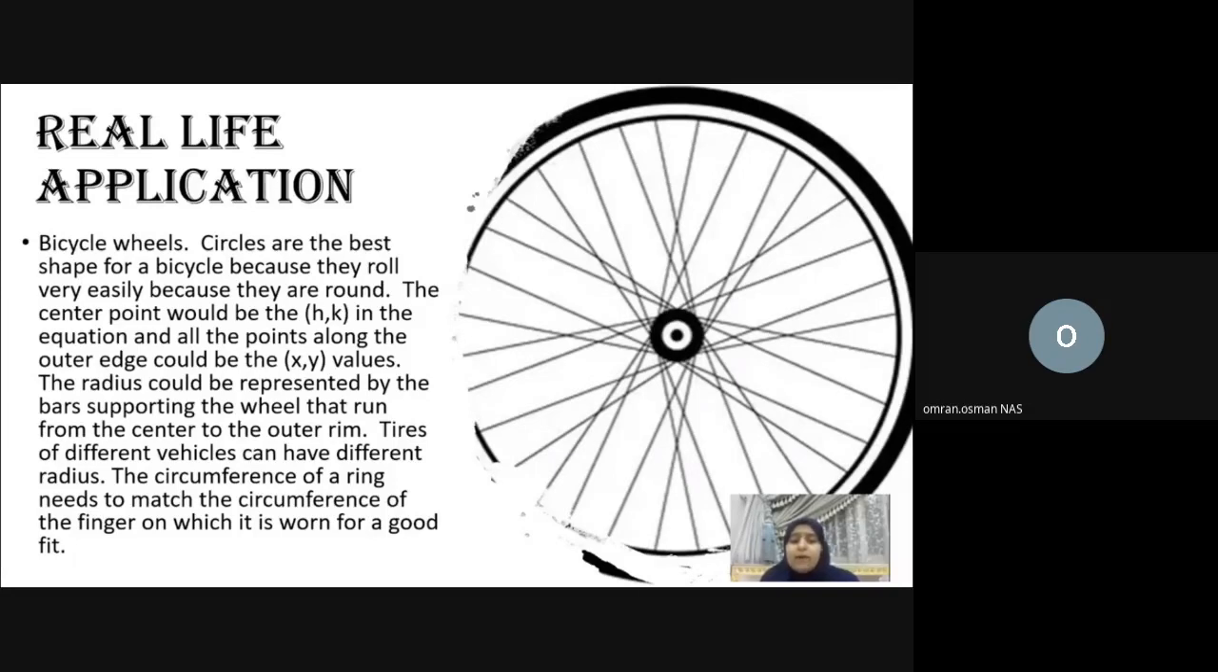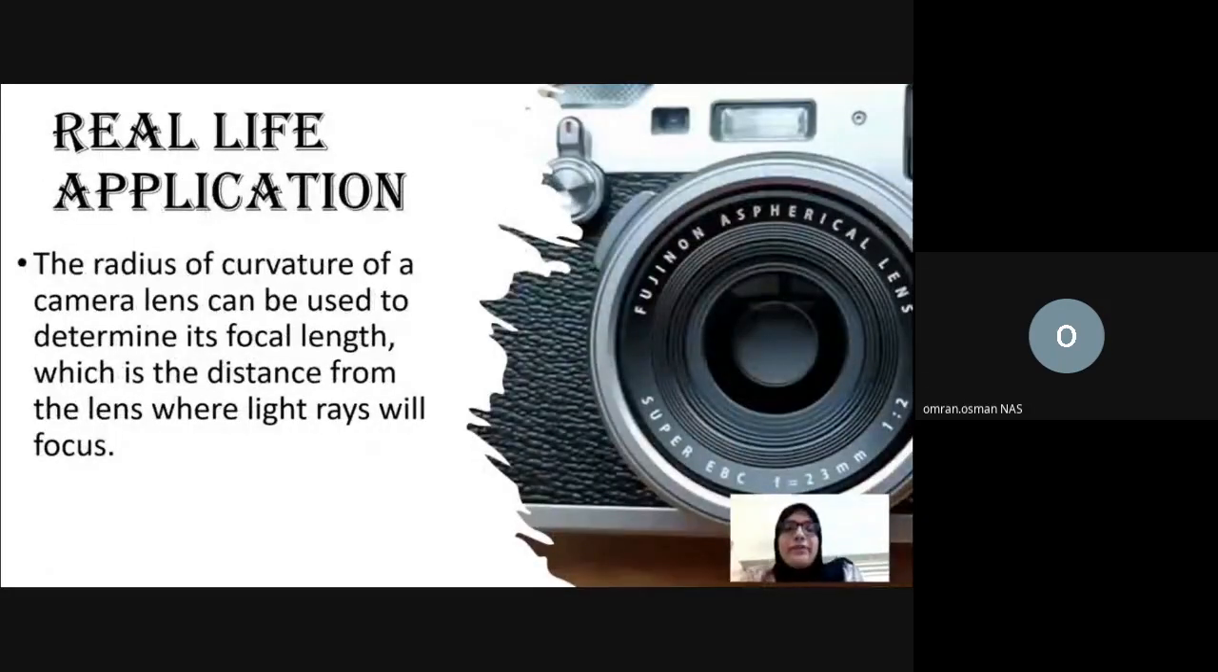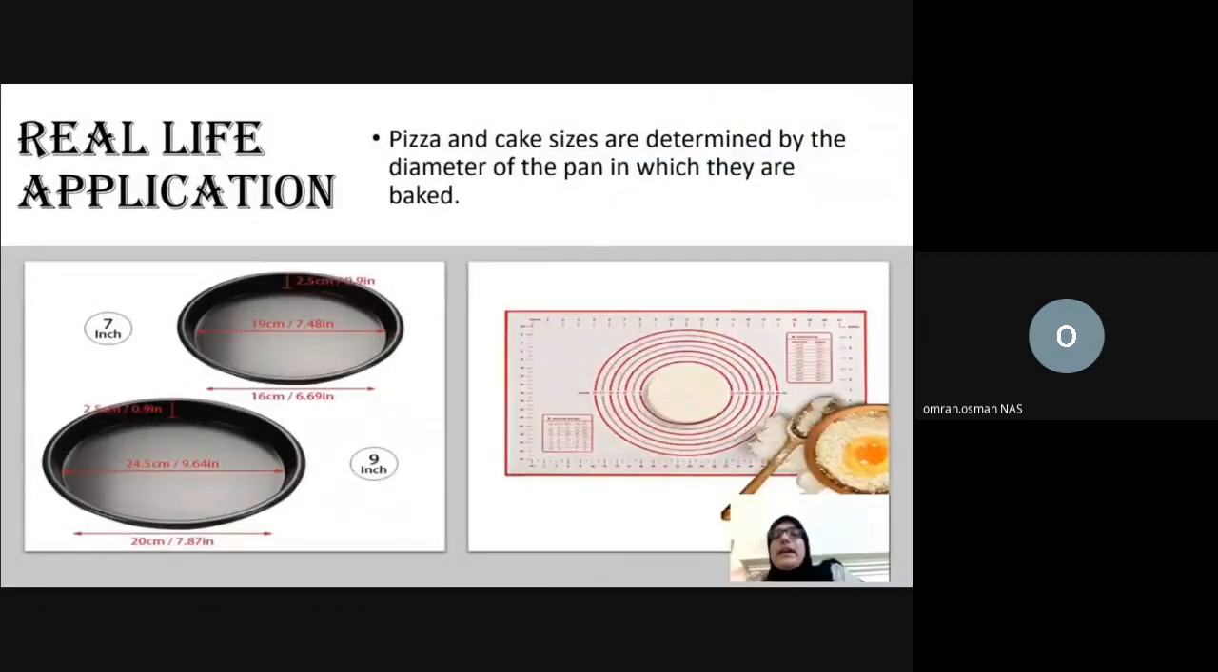The circumference of a ring needs to match the circumference of the finger, which is good for a good fit. The radius of curvature of a camera lens can be used to determine its focal length, which is the distance from the lens where light rays will focus. Also, pizza and cake size are determined by the diameter of the pan in which they are baked.